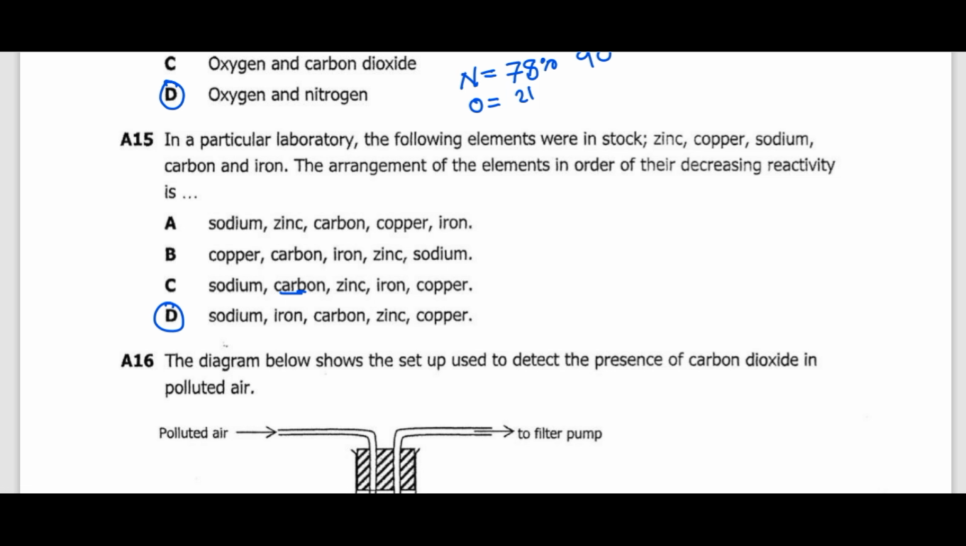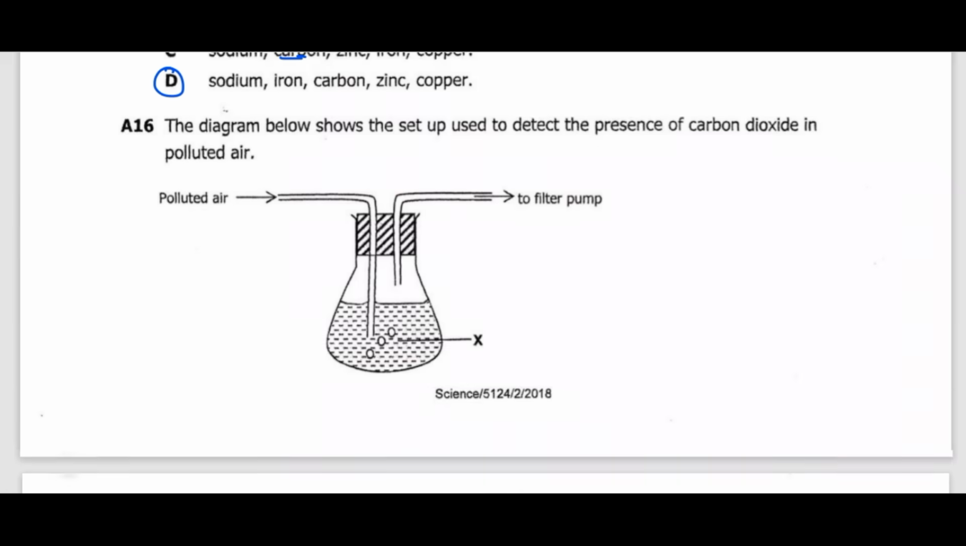Why? Because the first one, sodium, is more reactive than iron, carbon, zinc, and copper. Iron is more reactive than carbon, zinc, and copper. Carbon is more reactive than zinc and copper. Okay, so that is the point here.